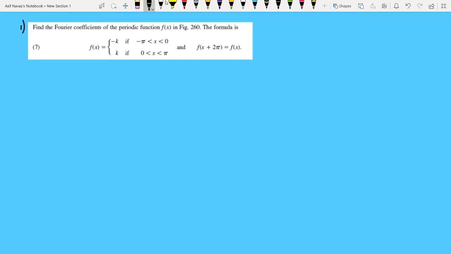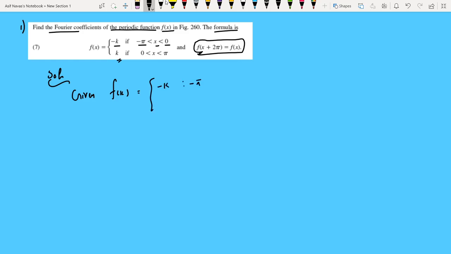The problem is to find the Fourier series, the Fourier coefficients, of the periodic function f of x. f of x is defined as minus k when minus pi is less than x less than 0, so the value of x is between minus pi and 0, and k when 0 is less than x less than pi, and f of x plus 2 pi is equal to f of x.